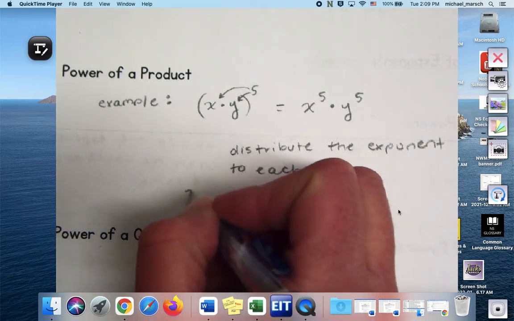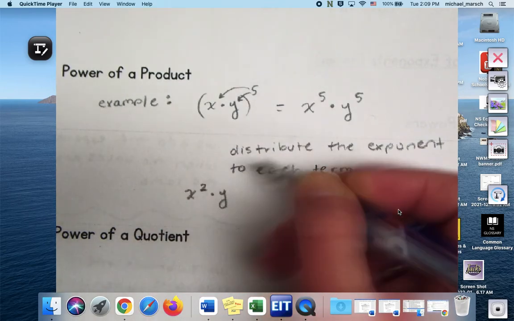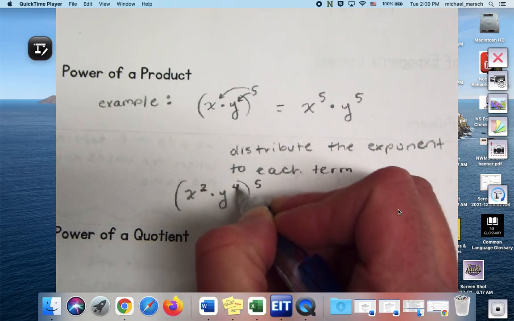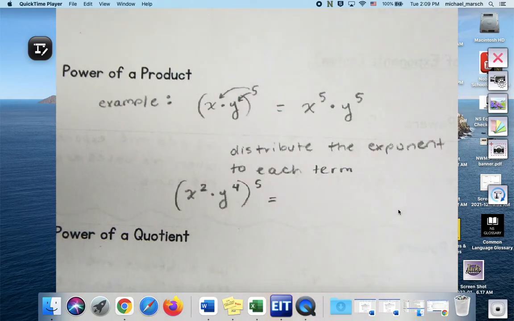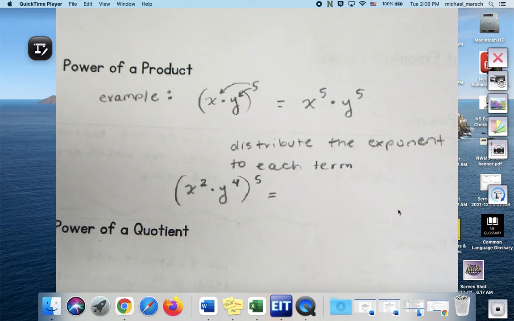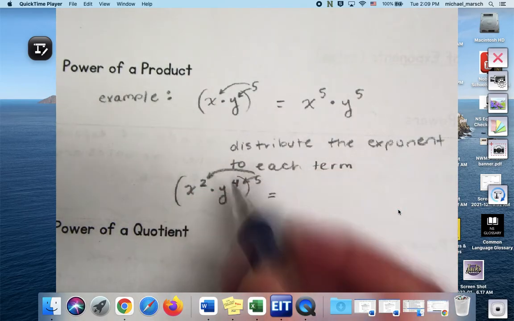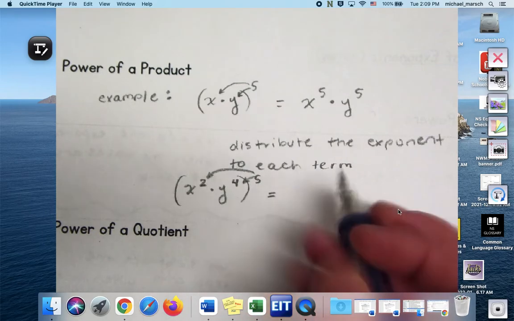If I had something like this, I would distribute that 5 in there, but now it's 5 times 2 and 5 times 4.